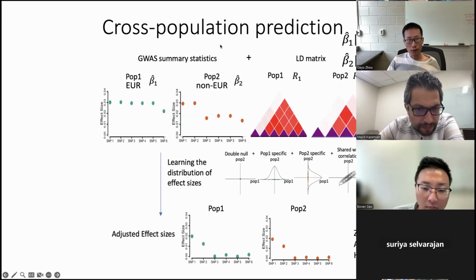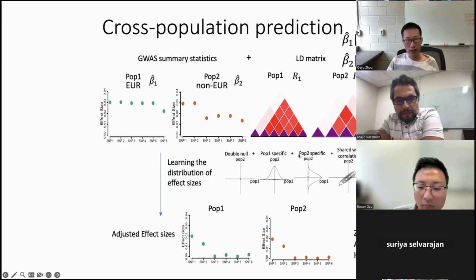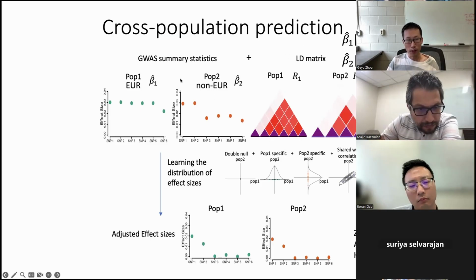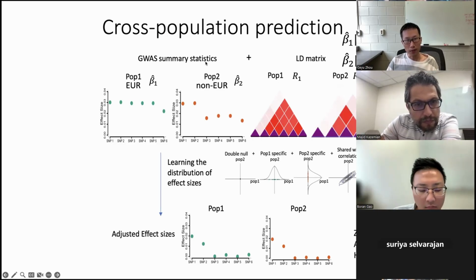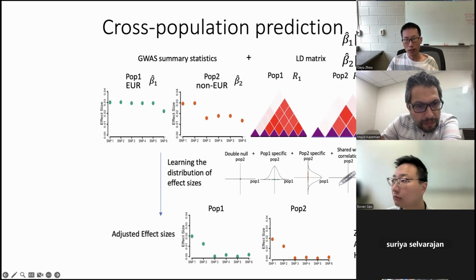More specifically, in this cross-population prediction setting, we are able to combine this prior with the datasets from the two populations. That is the GWAS summary statistics from one population of European and another population of non-European. And we also take the reference LD matrix from the two populations. After we fit the model, we are able to output the estimated effect size for each SNP so that we can derive a prediction model based on this.